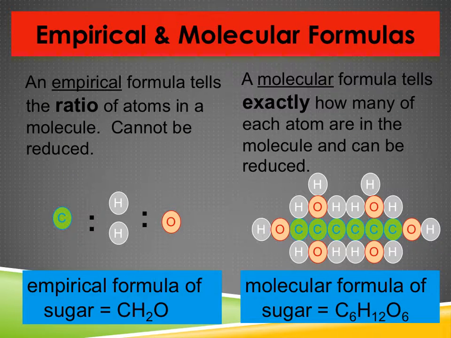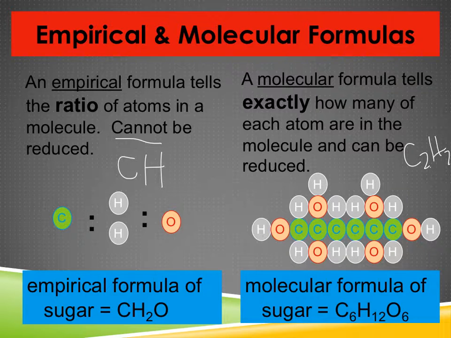All right, so we have empirical and molecular formulas. An empirical formula tells you the ratio of atoms in a molecule or formula unit. It cannot be reduced. So it's something like CH. A molecular formula tells you exactly how many of each atom are in the molecule as it's found in nature and can be reduced. So something like C2H2 can be reduced to CH.